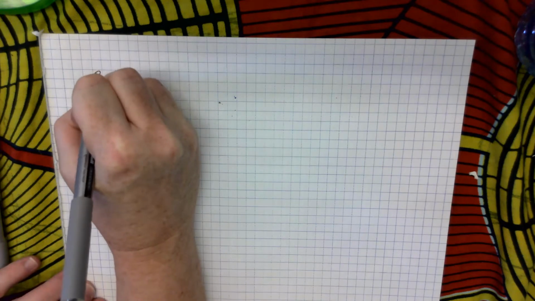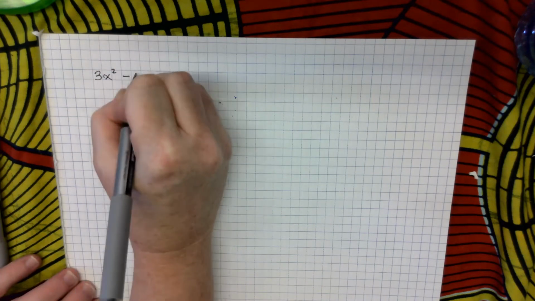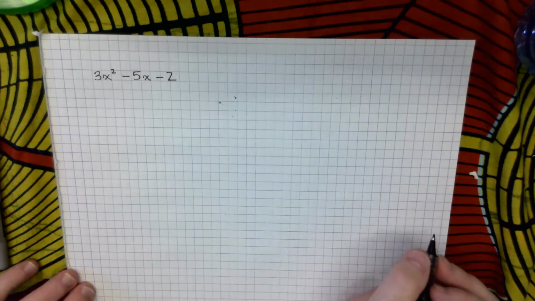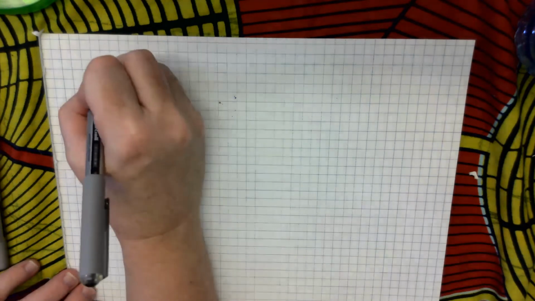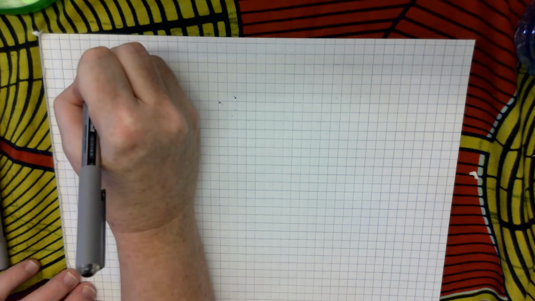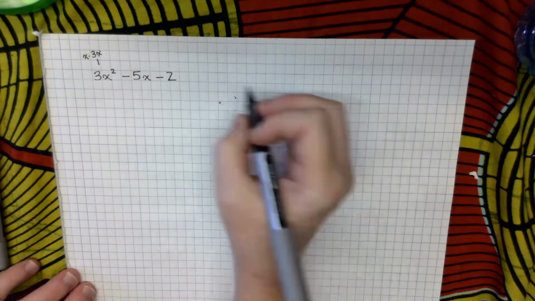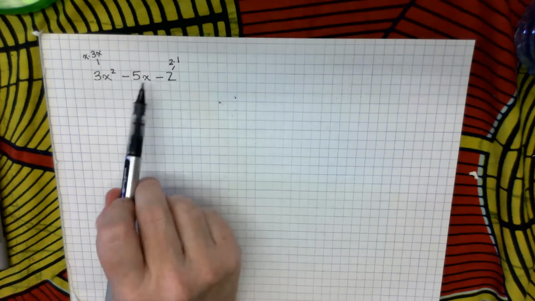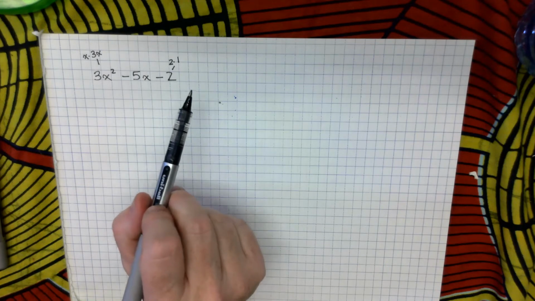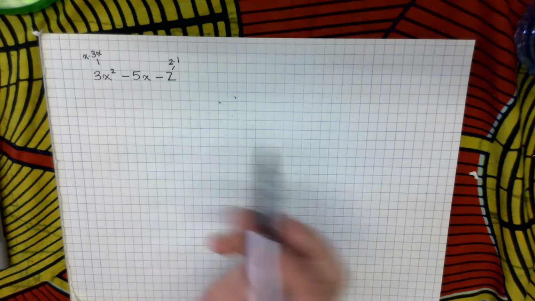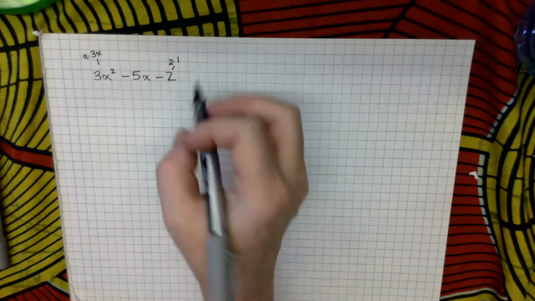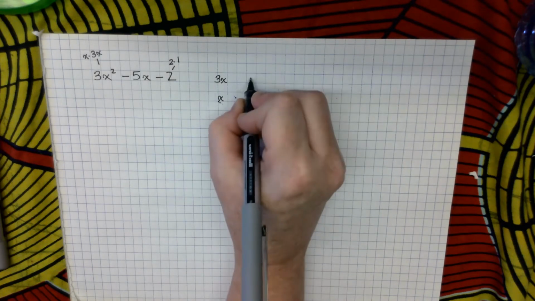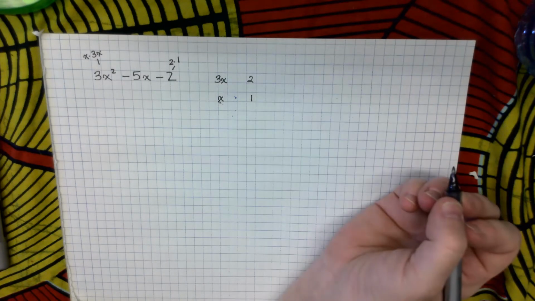3x squared minus 5x minus 2. Okay. So again, if I look at this one, it's going to be x times 3x is 3x squared. And for 2, it's going to be 2 times 1. And I'm not going to put the negatives in yet because I'm going to wait and see where that's going to go. Okay. So I'm going to write over here 3x and x, and then I'm going to write 2 and 1. And I'm going to follow my pattern.